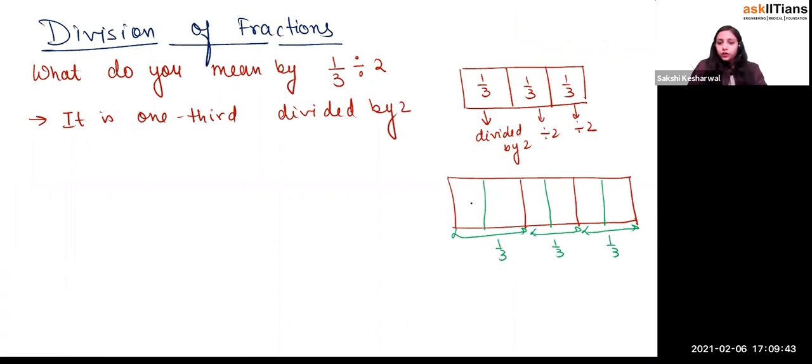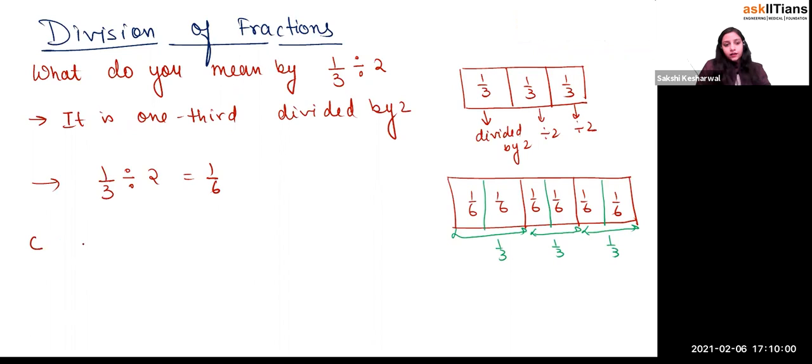So this part will be what? 1/6. This is 1/6. This is 1/6. This is 1/6. This is 1/6. And this is 1/6. So can I write this as 1/3 is divided by 2? Your answer is 1/6, right? So can you just see that? Can I write like this?